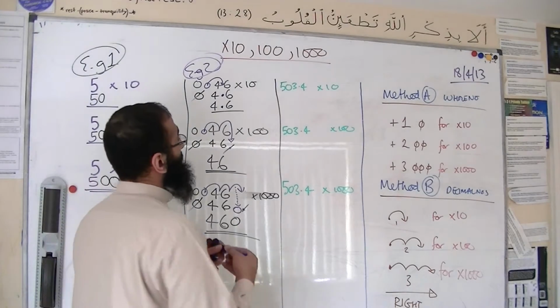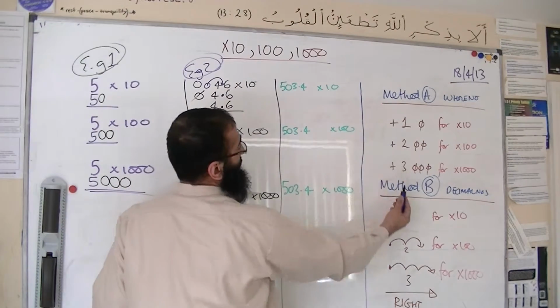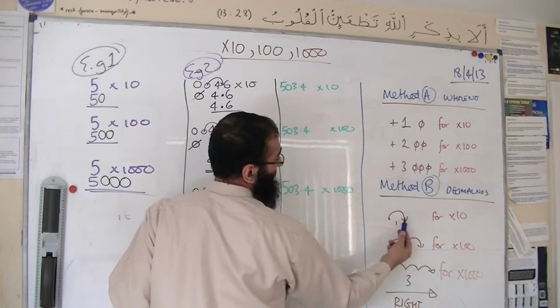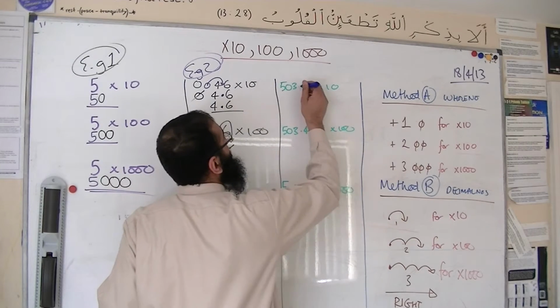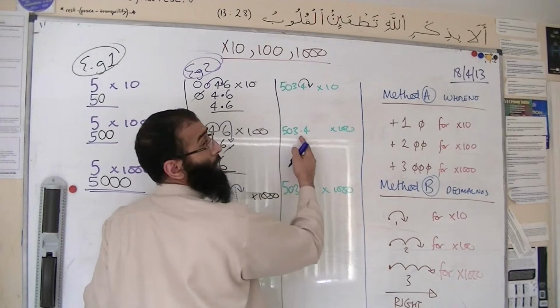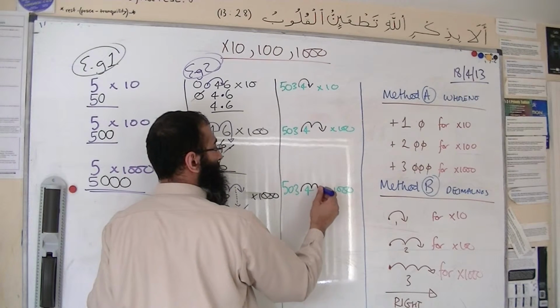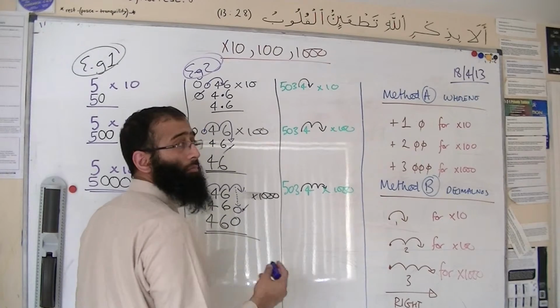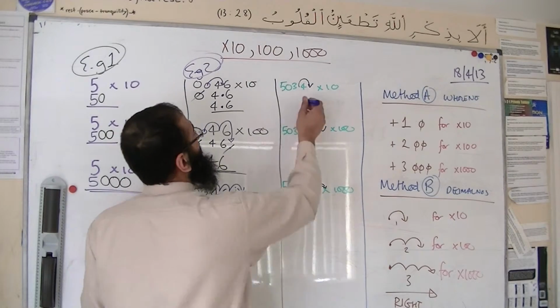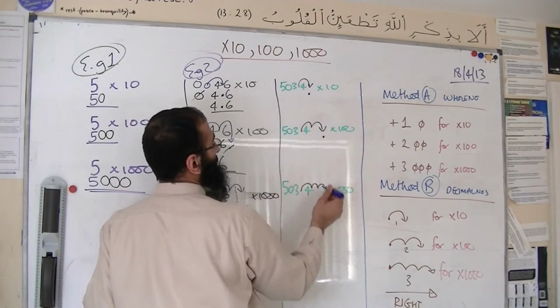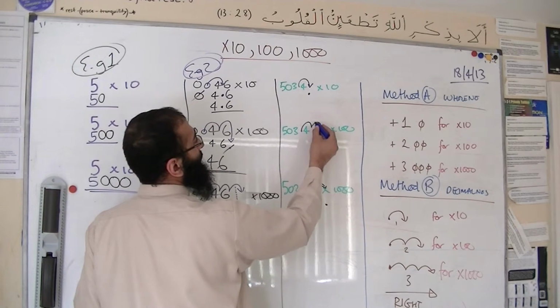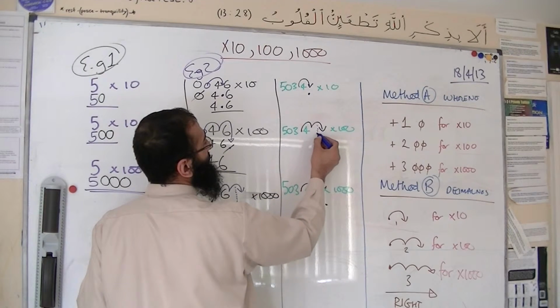So, decimal point, decimal number, times by 10, move decimal point 1 place to the right, times by 100, 2 places to the right, times by 1000, 3 places to the right. It's as simple as that. Copy the decimal point down. Any empty humps, put the zeros in.